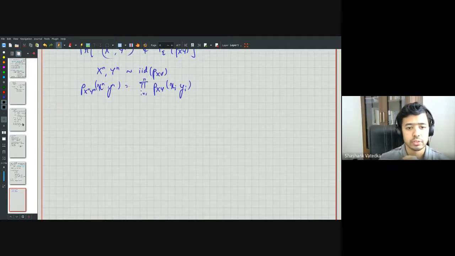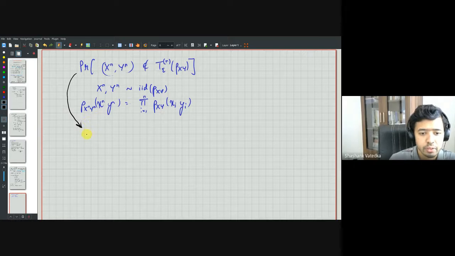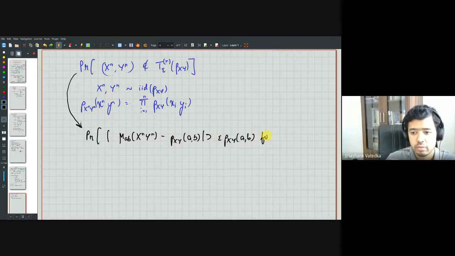Okay, so let's write this out. This probability is the fraction of times that |mu_AB(x^n, y^n) - P_XY(a,b)| is greater than epsilon times P_XY(a,b) for some a,b in X cross Y, right?